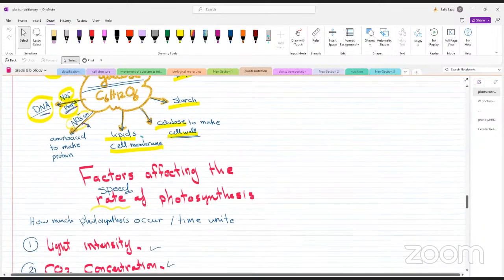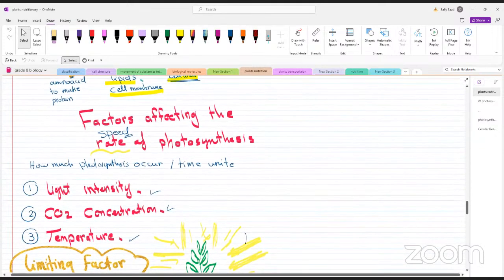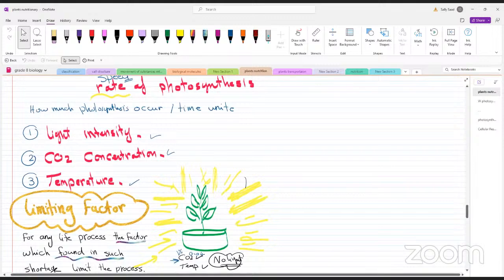Time. Factors affecting the rate of photosynthesis. We said there are three factors affecting the rate of photosynthesis: light intensity, carbon dioxide, and temperature.